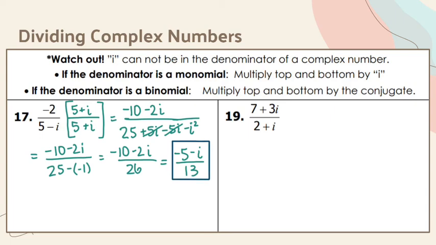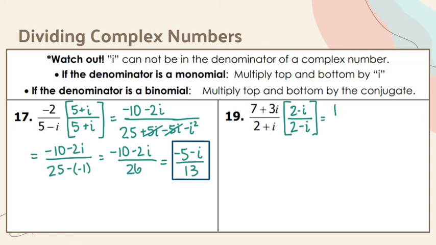Number 19. Again, we're only worried about the denominator. The numerator doesn't matter. The denominator is a binomial, so we have to multiply by the conjugate, 2 minus i. We have to multiply the top by the same thing. So we're going to have to FOIL the top and the bottom this time.